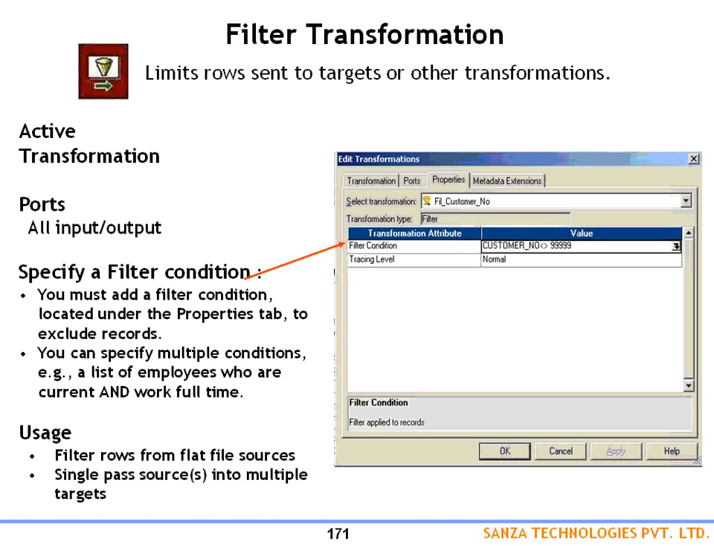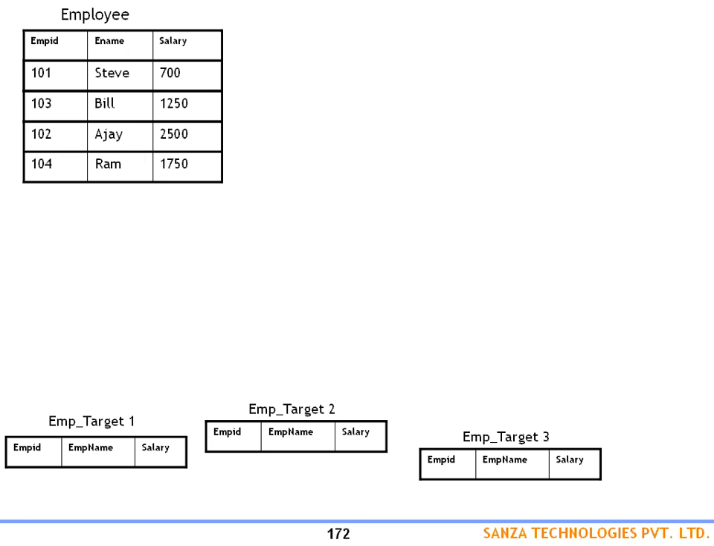Now I'm going to introduce you to the concept of loading data into multiple targets. This is an example for understanding. We're not going to type this, but I want you to understand this filter transformation and how we load the data into multiple targets. Look at this small example. I have employee data in my source table. I want to load the data into 3 target tables.